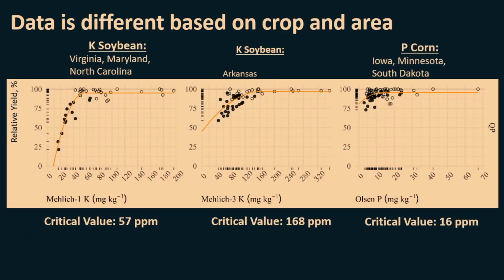And location is really important. Jason put these in here, I'm guessing, from thinking about it a little bit. He's got the East Coast, K on soybean, he's got Arkansas, K on soybean, and then he's got Upper Midwest, P on corn.